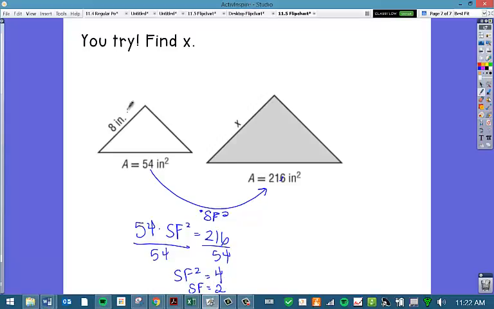So that means I'm going to take my old side and multiply it by just the scale factor, 2, in order to get the new side. So 8 times 2 is 16. The new side, x, is 16.